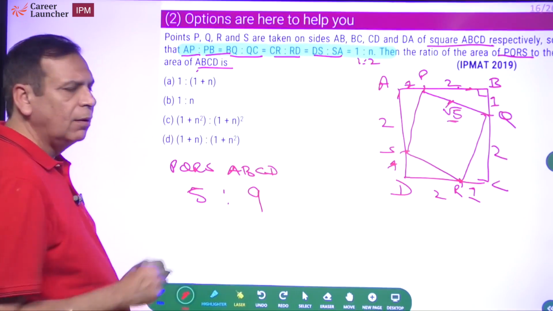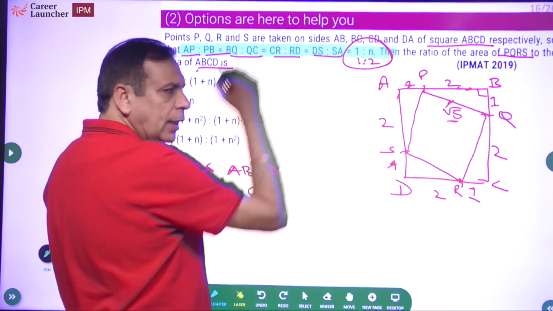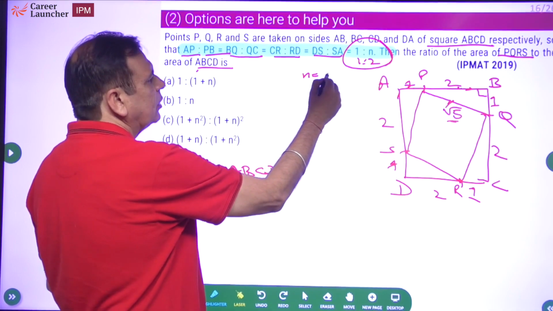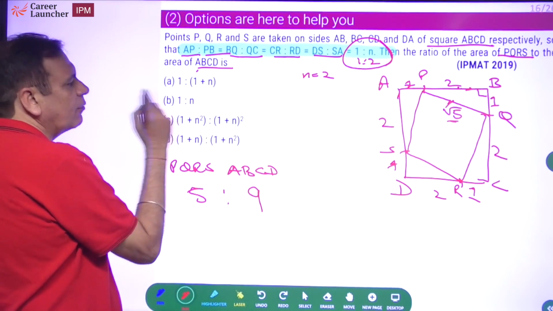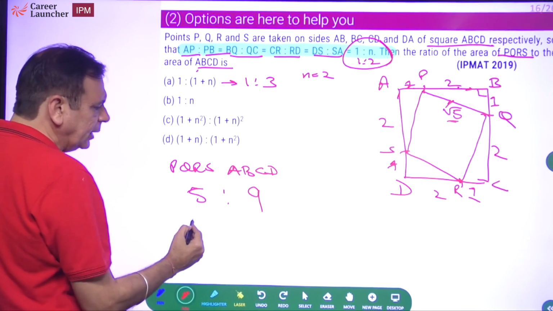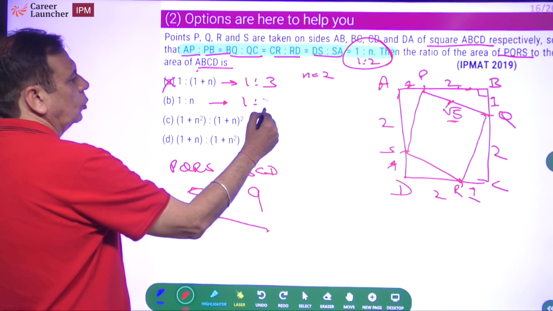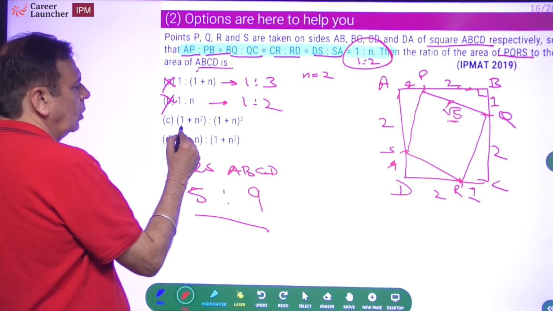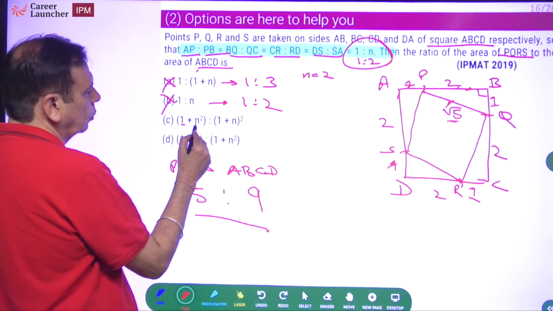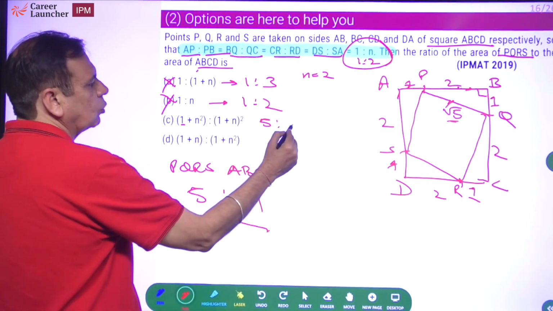So, what should be the answer? 5:9. अब क्या करो? Put n equal to 2. हमने n equal to 2 लिया ना? So, put n equal to 2 and check what do you get. In choice, if I put n equal to 2, what we get is 1:3. This is wrong. We need a ratio of 5:9. This is 1:2. Wrong. This is 1 plus 2, 4, 5 is to 2 plus 1, 3, 3 square 9.